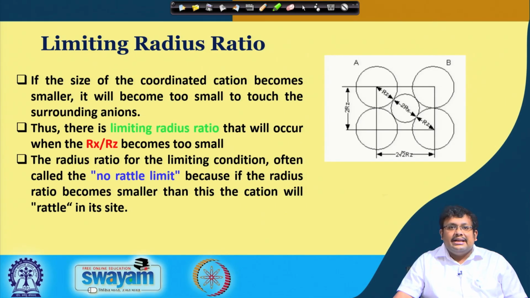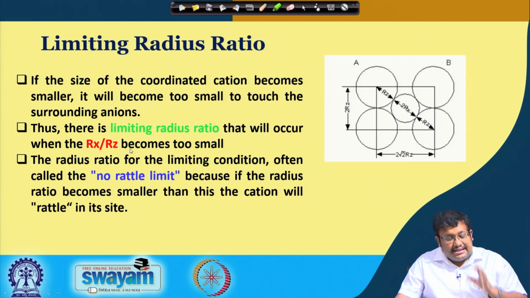So, what is the limiting radius ratio? We have discussed the limiting radius ratio. If the size of the coordinated cation becomes smaller, it will become too small to touch the surrounding anions. As you can see here, this is the cation which is surrounded by 4 anions which are larger in size. If the coordinated cation becomes so small that it will barely touch the surrounding anions, then there is a concept called limiting radius ratio. That will occur when this Rx by Rz becomes too small.